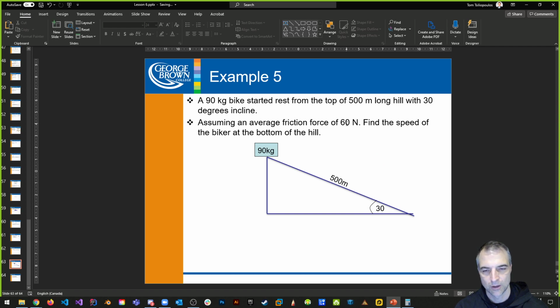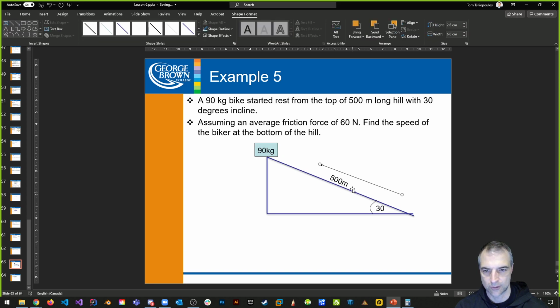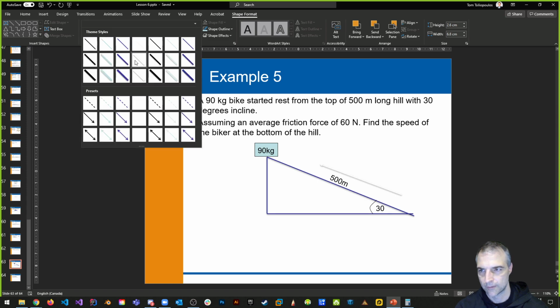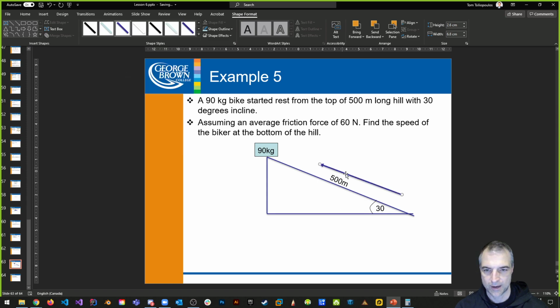And we know that the average friction force is 60 newtons. Okay, so that means that there's going to be force pushing back this way, across to slow things down. That's going to be your deceleration value, if you will. It's pushing back this way. And the force that's pushing back that way is 60 newtons.